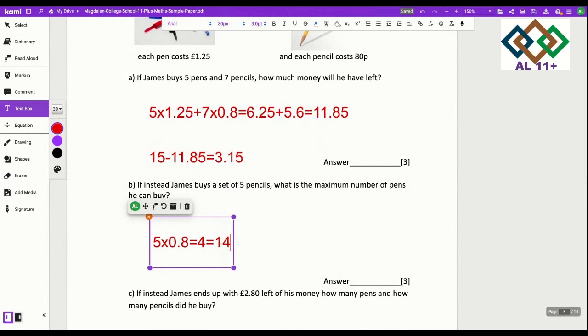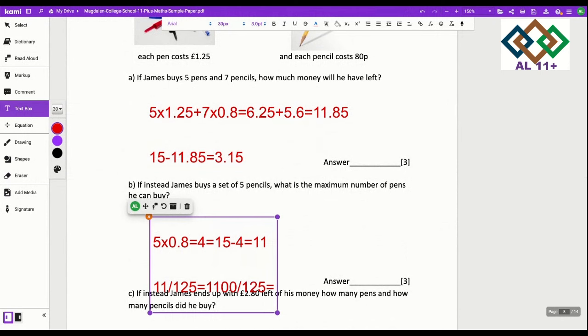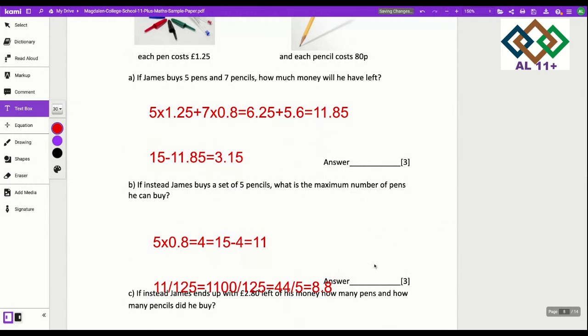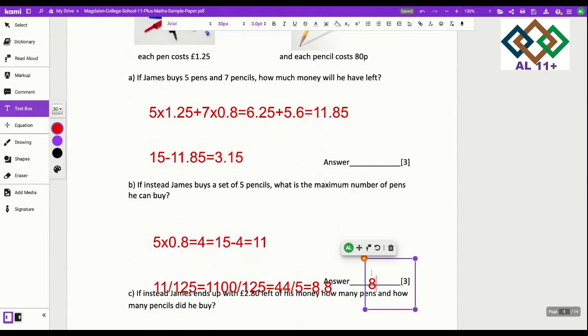So if you minus it, 15 minus 4, that gives you 11. And then you have to do 11 divided by 1.25, that gives you 1100 divided by 125, that equals 44 divided by 5, that is equal to 8.8. And if we round it, the answer would be only 8.